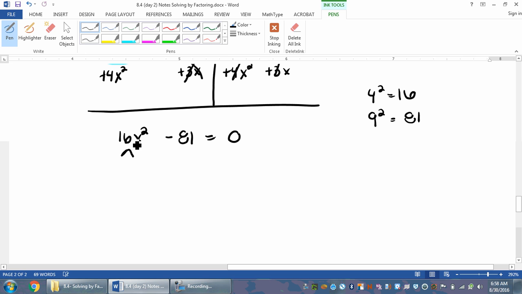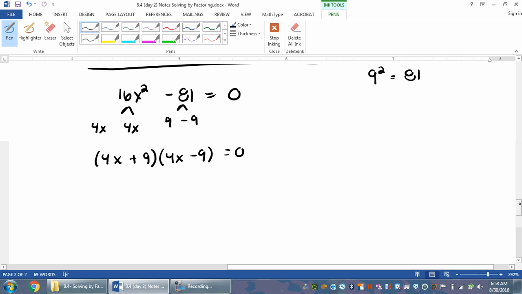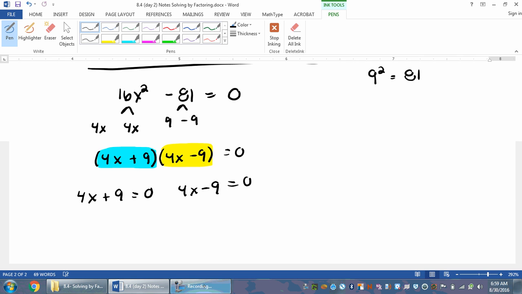So remember, I'm going to split 16x squared as 4x and 4x. I'm going to split up -81 as 9 and -9. So my factors are going to be 4x plus 9 and 4x minus 9 is equal to 0. Again, by the zero product property, I'm going to set 4x plus 9 equal to 0 and 4x minus 9 equal to 0.